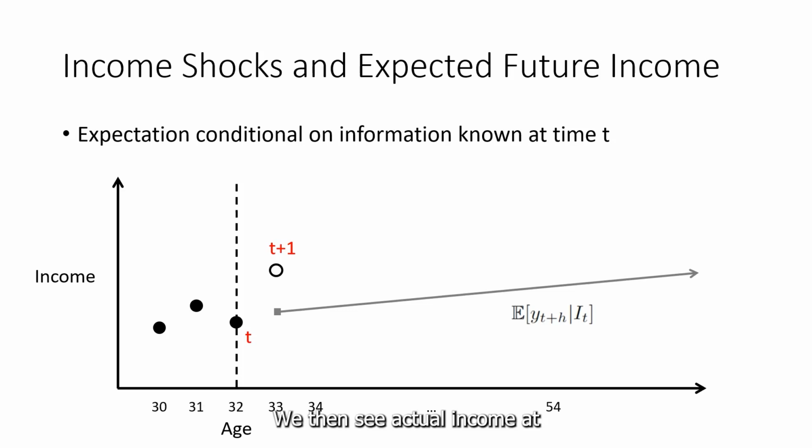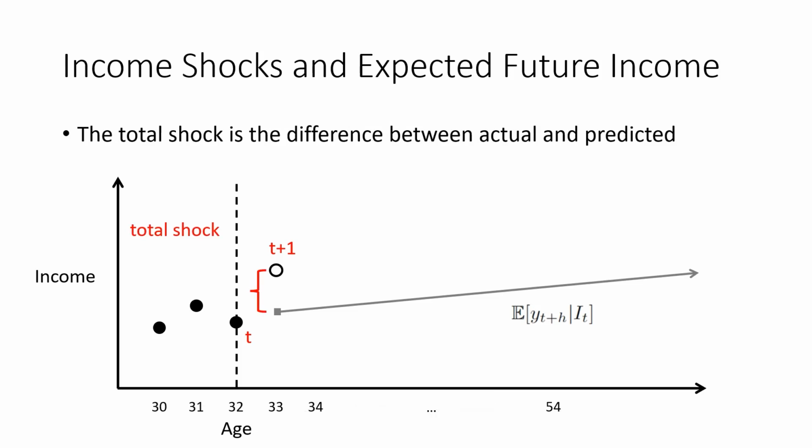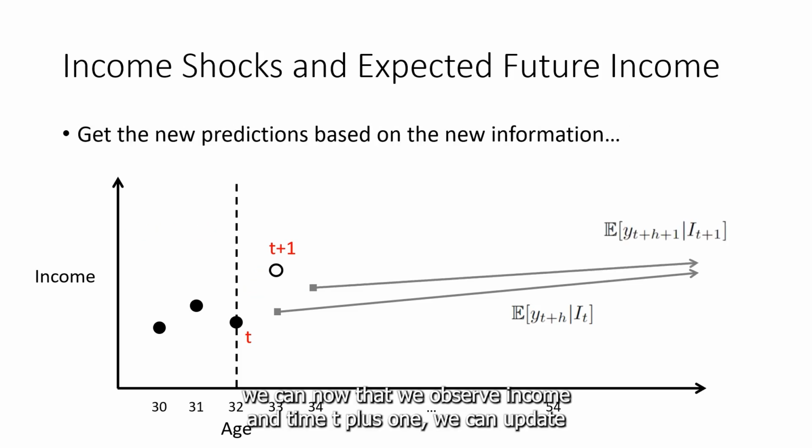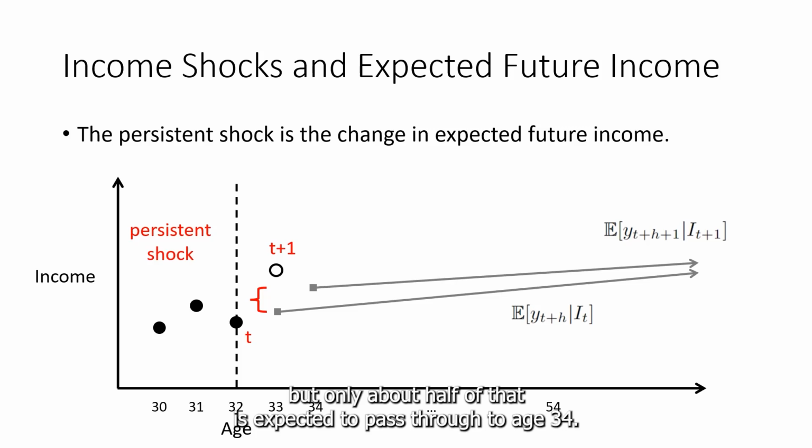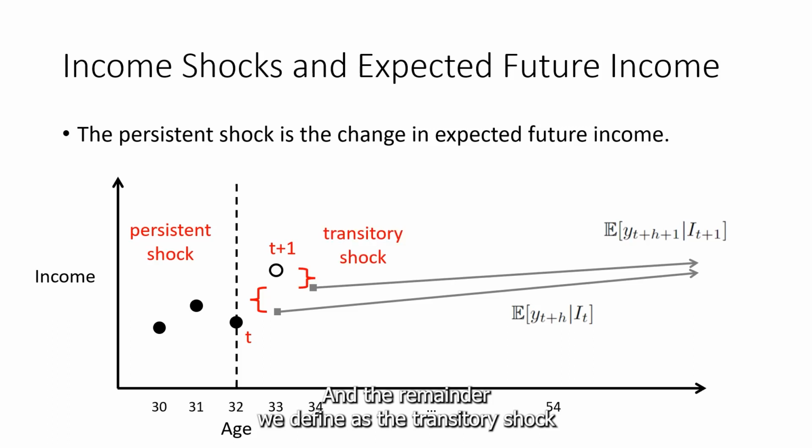We then see actual income at time t plus 1, which is different than the expected value. And that difference we define as the total income shock. Now that we observe income at time t plus 1, we can update the information set and update all of the expected future income, those conditional expectations. The change to the expectation is what we define as the persistent shock. So in this case, there's a big positive shock at age 33, but only about half of that is expected to pass through to age 34. And the remainder we define as the transitory shock.